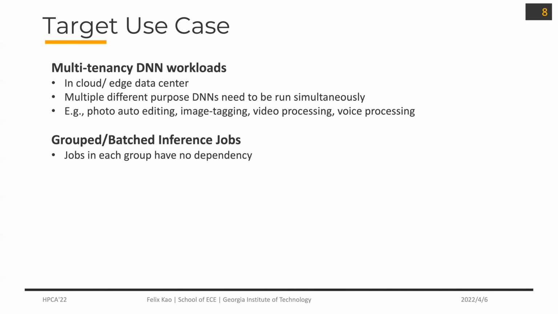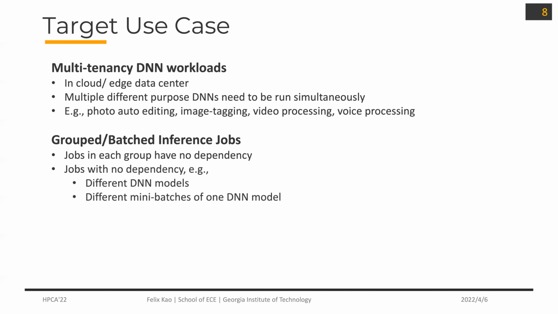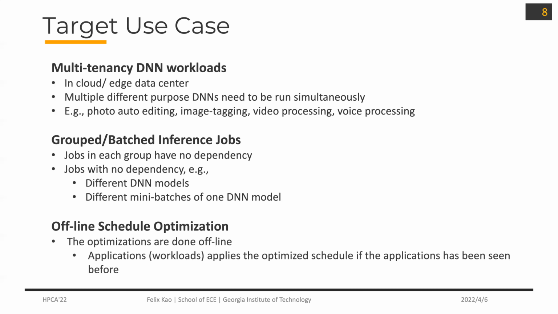Second, we will run these applications in a group or batch inference manner, and jobs in each group have no dependency on each other. The independence of each job can come from being different DNN models, or from the same DNN model but different mini-batches. Finally, the schedule is optimized offline. Since applications are often run again and again, we will search for the optimized schedule first for the series of applications that we have on the platform.